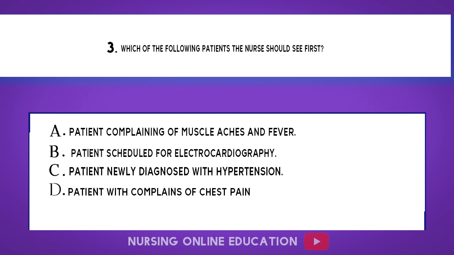3. Which of the following patients should the nurse see first? A. Patient complaining of muscle aches and fever. B. Patient scheduled for electrocardiography. C. Patient newly diagnosed with hypertension. D. Patient with complaints of chest pain. The answer is option D, patient with complaints of chest pain.